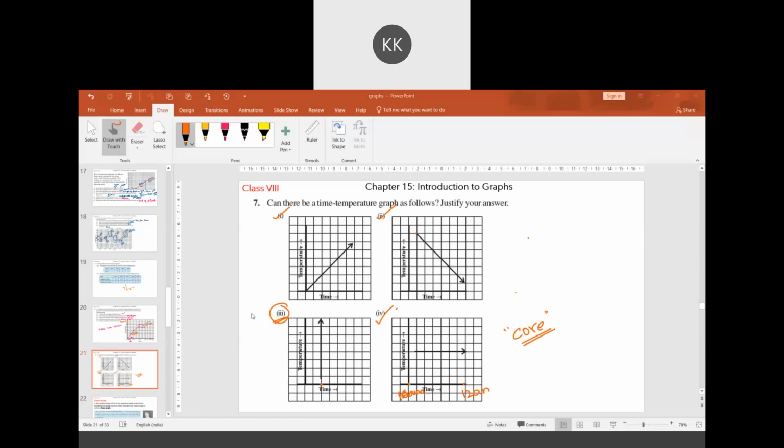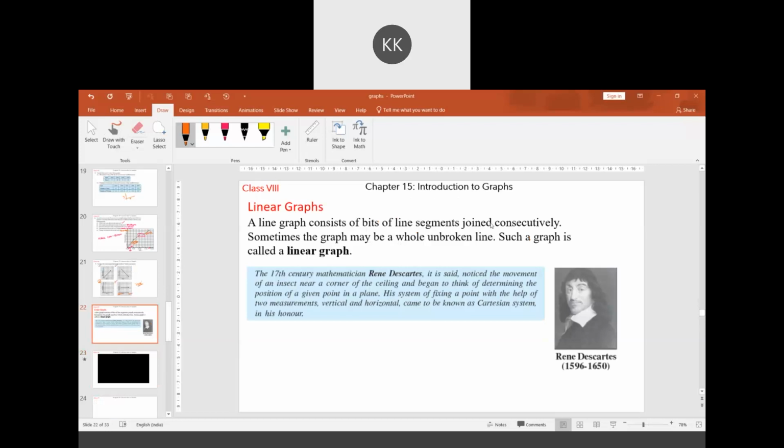Shall we continue this session in the next period with the linear graph? Because to tell about the linear graph, I have to mention our mathematician Rene Descartes' name. I have to tell his contributions also. He is not only a mathematician, he is also a great philosopher.